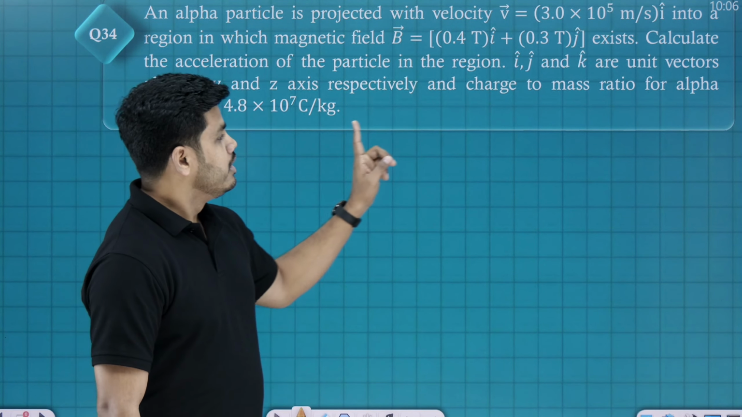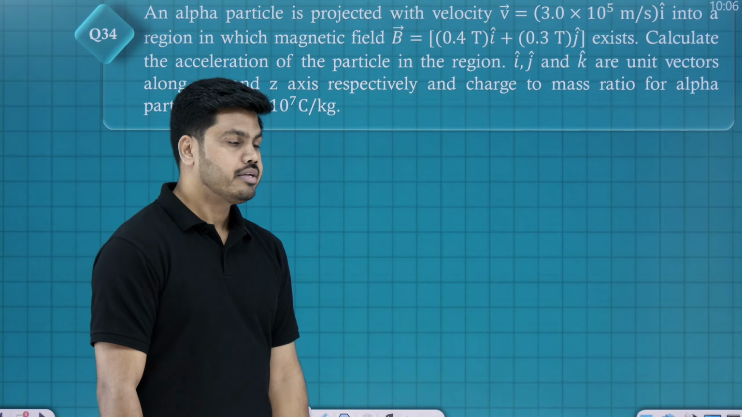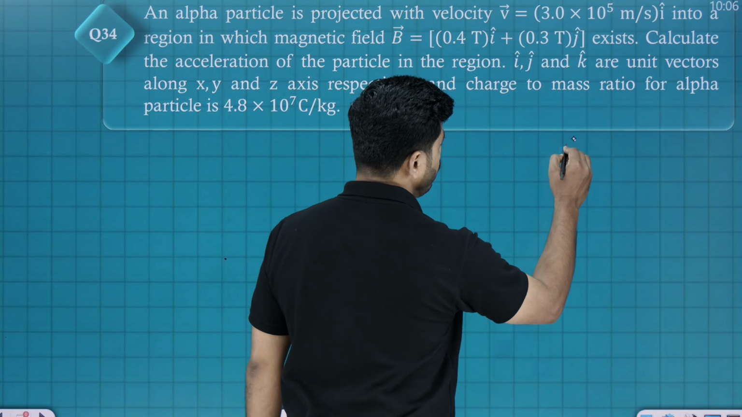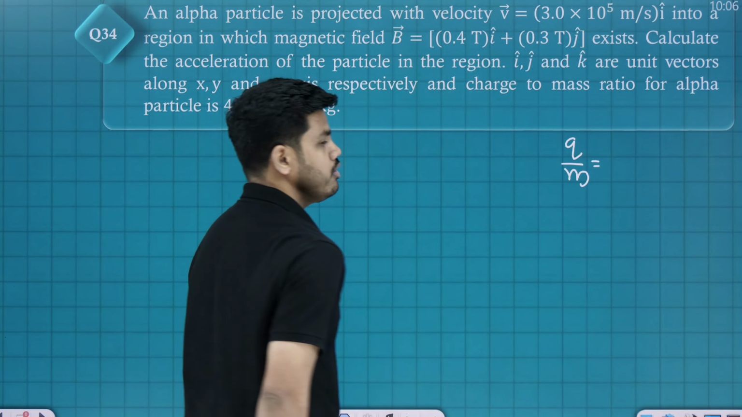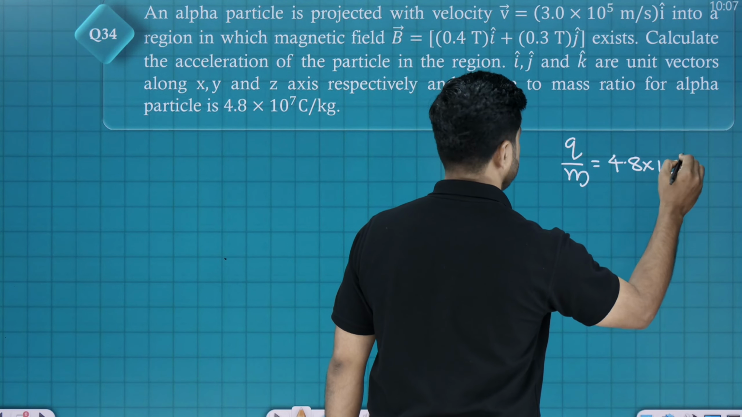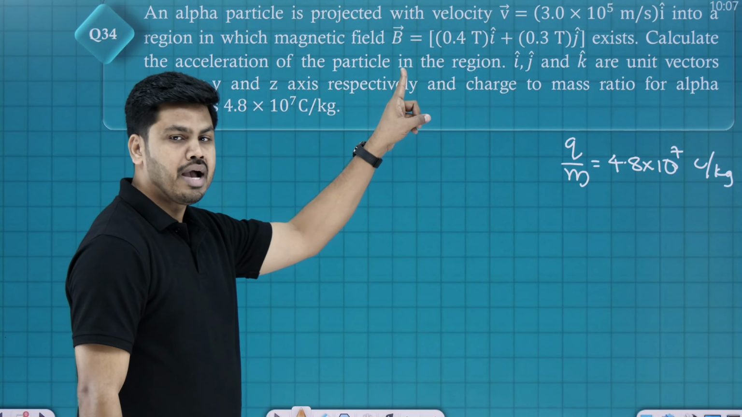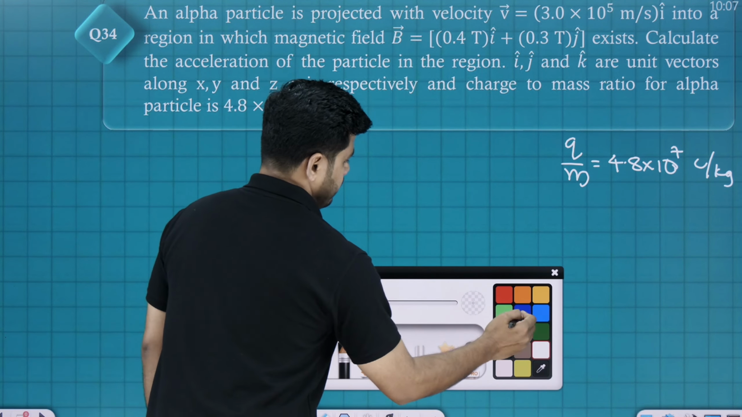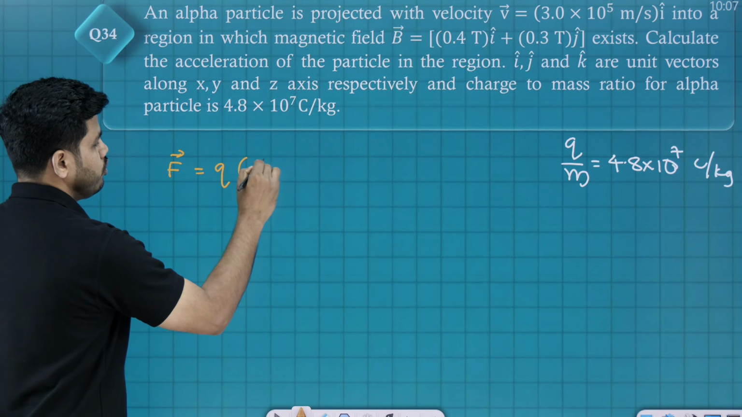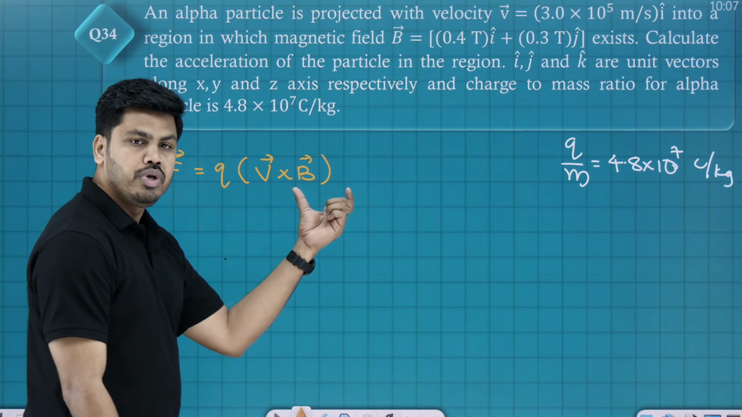We know that already. Charge to mass ratio of alpha particle is also given, that is 4.8 × 10^7 coulomb per kilogram. So you are given the q by m ratio, charge to mass ratio of alpha particle. That value is given. Now velocity and magnetic field, v and B. We know the force acting on a moving charge, F is equal to q into v cross B. This is the equation, the magnetic Lorentz force.